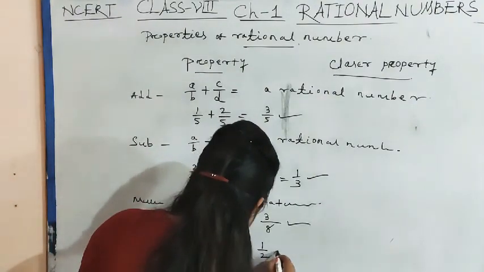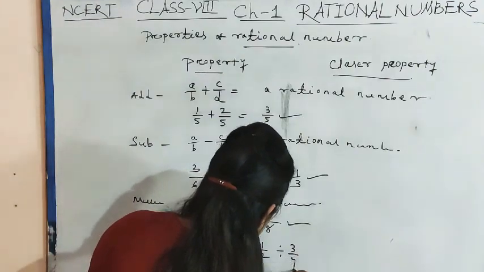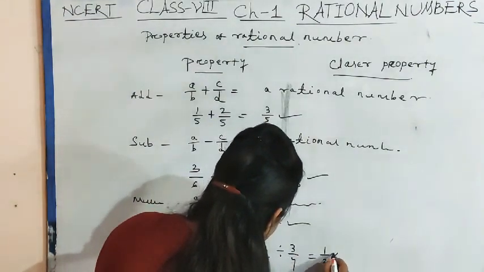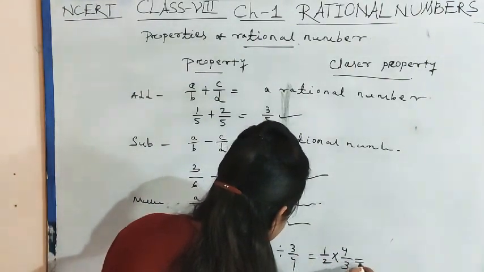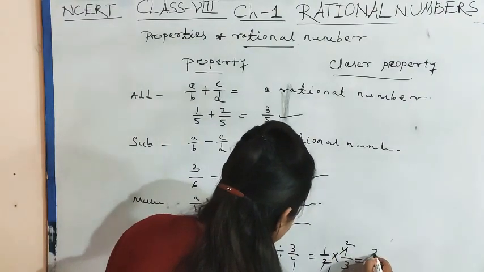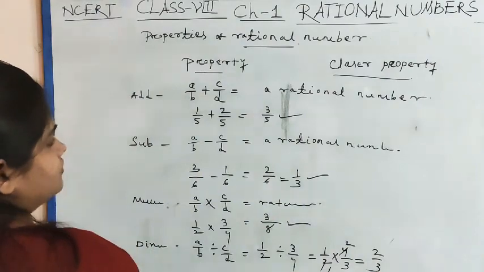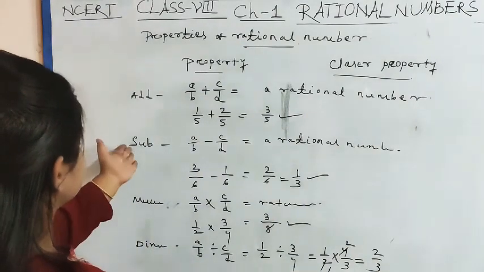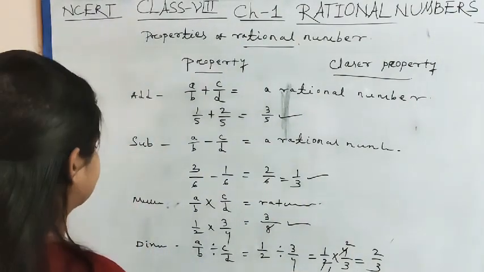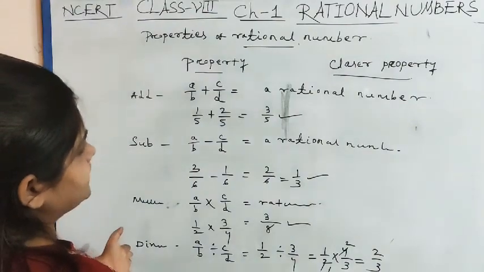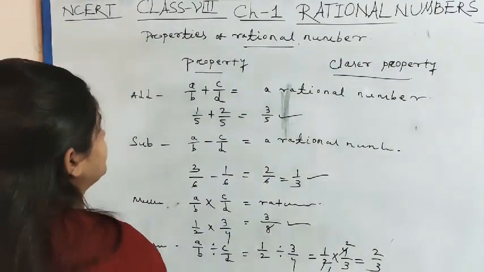1 by 2 divided by 3 by 4. So 1 by 2 multiplied by 4 by 3. 2 1 is 2, 2 2 is 4, 2 by 3. Yes. For division also, it means all 4: addition, subtraction, multiplication and division. All 4 operations are under the closure property.